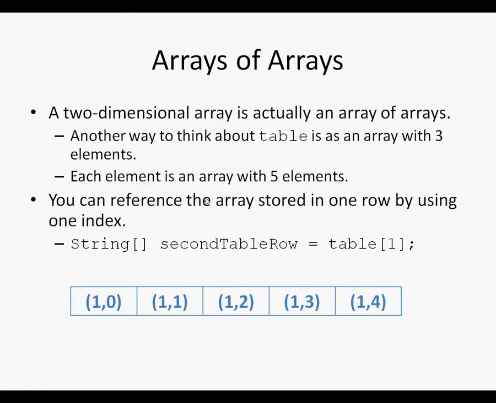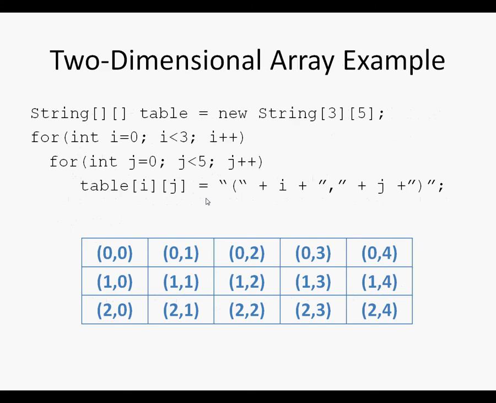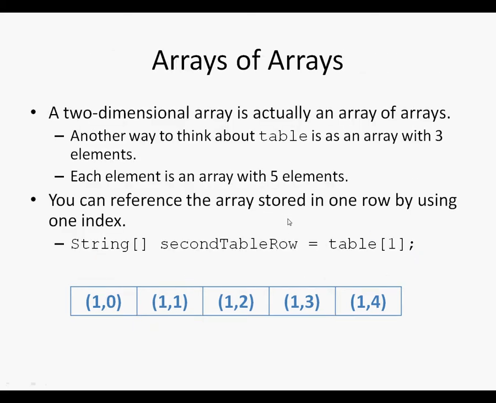The way that Java actually stores two-dimensional arrays is as an array of arrays. Java doesn't actually store it as a table, but as an array of arrays. So what we can think about as this table that we created here, which as humans is easiest to think about like a table, Java actually stores as an array of arrays. It stores it as an array with 3 elements, and what's stored at each one of those elements is an array with 5 elements.